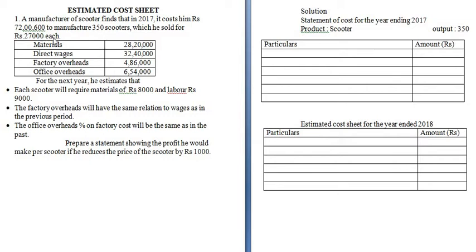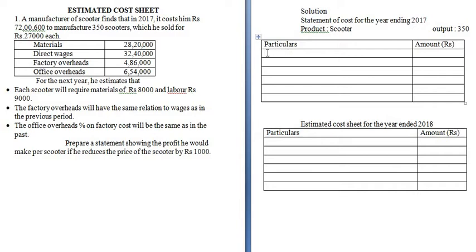But for 2017 we will have to consider 350 scooters. Now write down the heading: statement of cost for the year ending 2017. Product is a scooter and output is 350. Make two columns, particulars and amount. Now the same format will be followed.